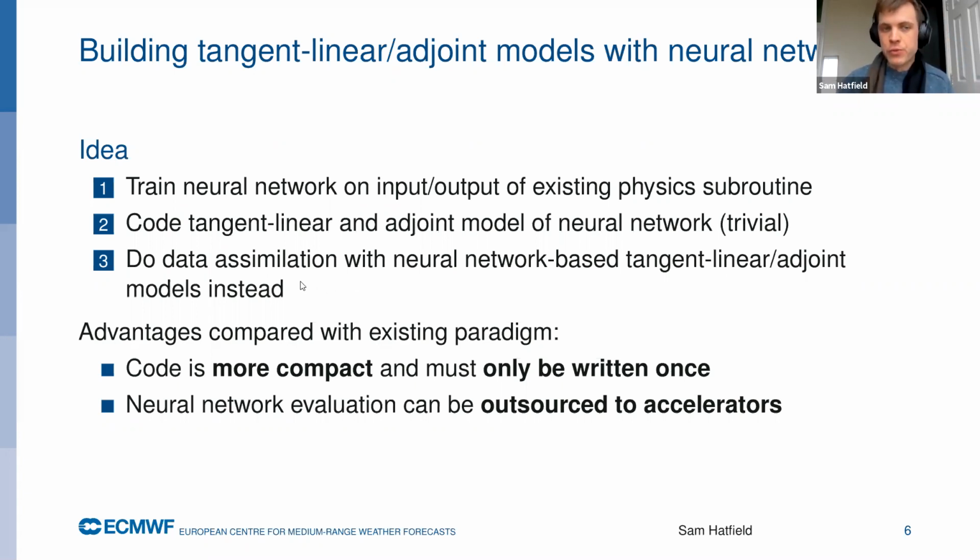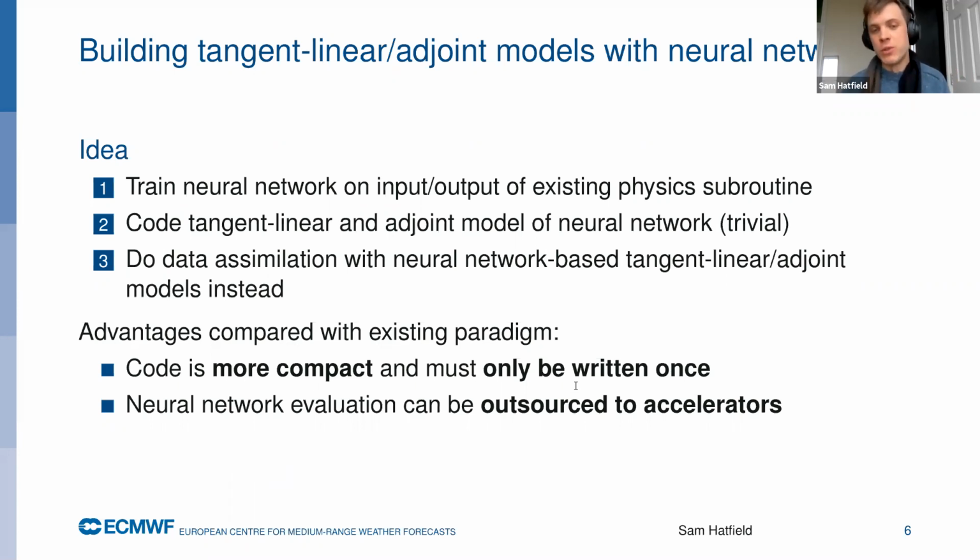Then I propose to do data assimilation with these tangent linear adjoint models based on the neural networks instead of based on the original linearized physics code. So I can think of a couple of advantages to this. Really, I'm doing it out of curiosity, but the code will be much more compact than the original code. Tangent linear adjoint code is notoriously messy and difficult to read. But the neural network code that I've already written is quite compact, and we only have to write it once.